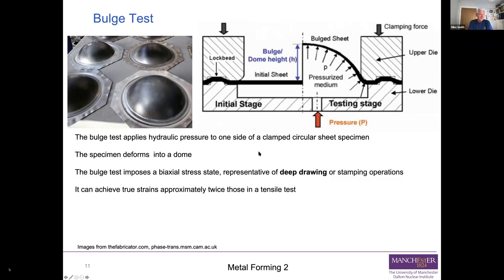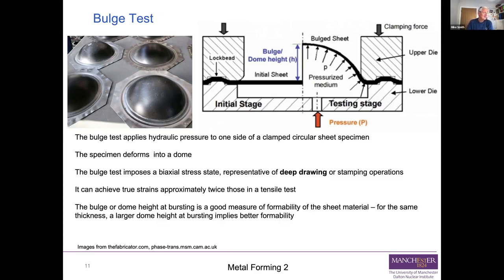And because it's a two-dimensional stress state, you can actually generate much higher strains before necking occurs, which is useful. And the other thing is, because it's quite representative of a deep drawing operation, you can use it as a qualitative measure of how good your sheet material is for the operation you want to do.